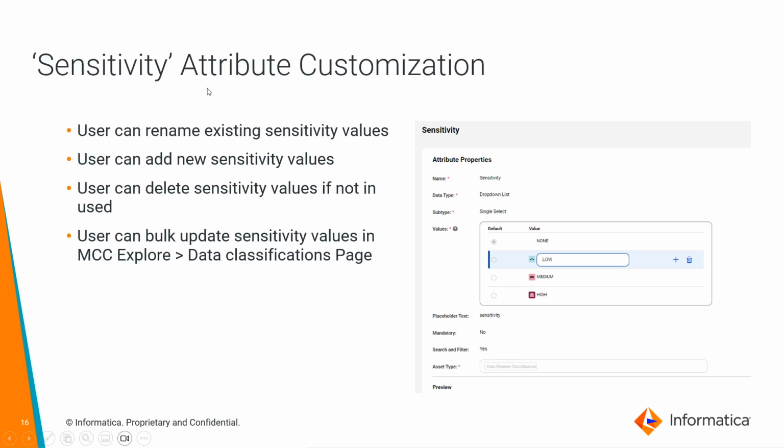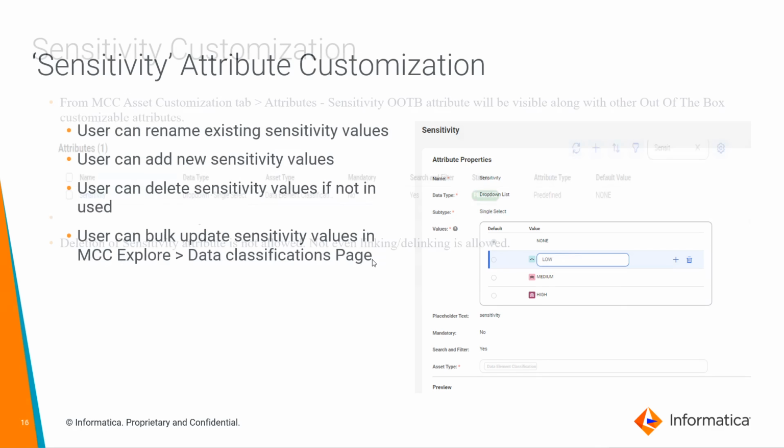Now let's take a look at another set of attribute customization, which is sensitivity, an attribute associated to data classification. So the user can rename the existing sensitivity values. Generally the sensitivity values associated to data classifications are low, medium and high, and we can provide our own customized sensitivity values. The user can add these values, can delete the values if they are not used, and can bulk update the sensitivity values in the MCC Explore data classification page. We'll check this in the demo.